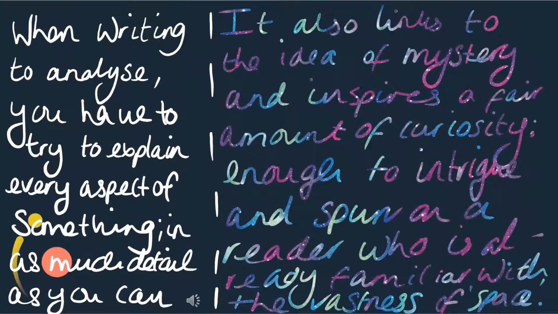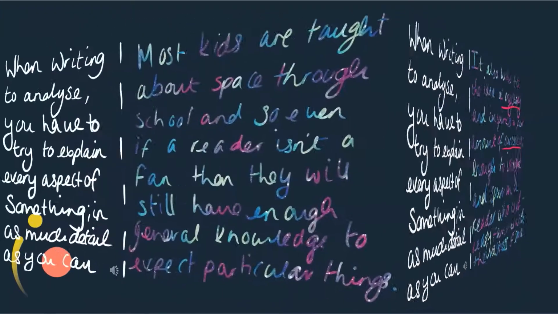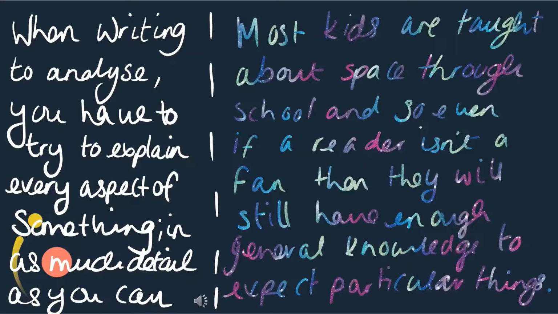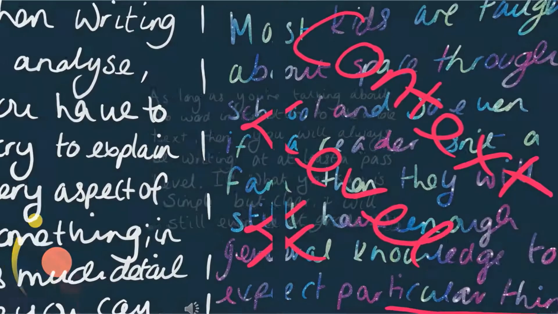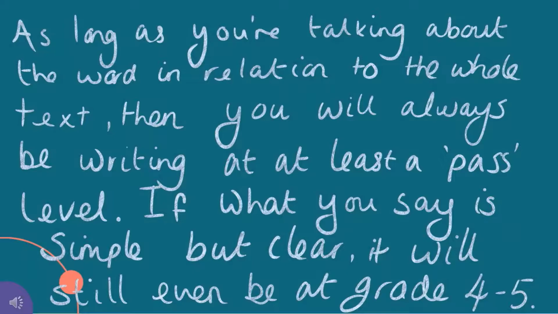It also links to the idea of mystery and inspires a fair amount of curiosity, enough to intrigue and spur on a reader who is already familiar with the vastness of space. Most kids are taught about space through school, and so even if a reader isn't a fan, they will still have enough general knowledge to expect particular things. As long as you're talking about the word in relation to the whole text, then you will always be writing at least at a pass level.